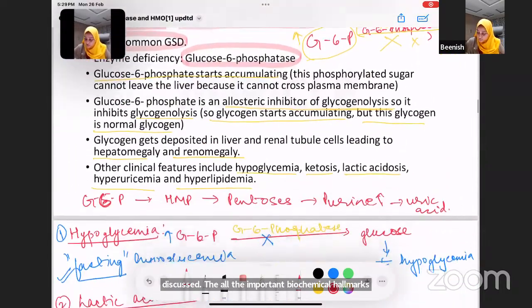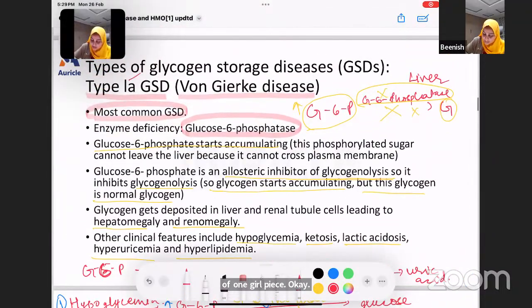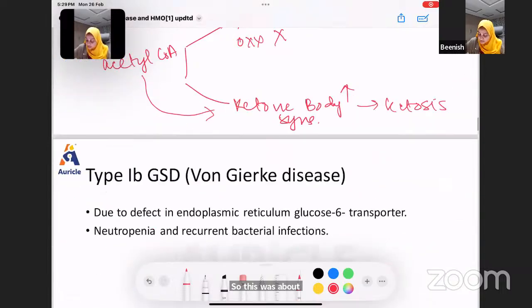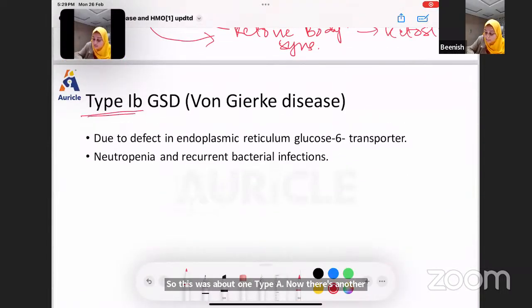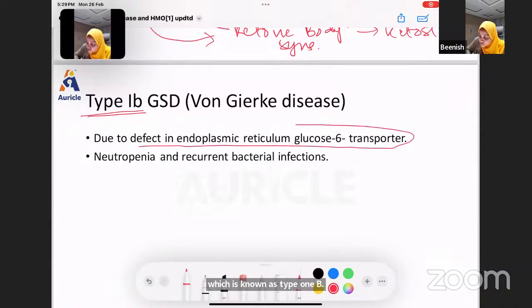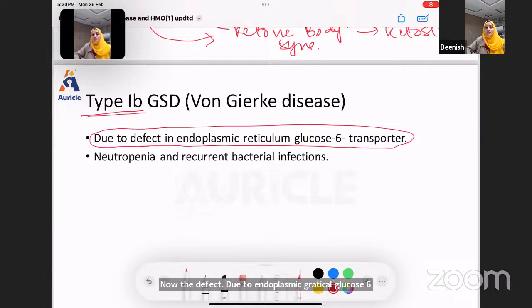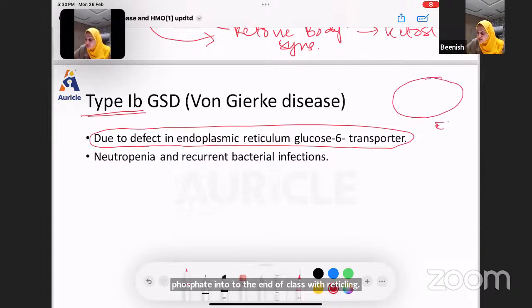So this was about von Gierke type A. Now there's another type, which is known as type 1B. Here the defect is due to the endoplasmic reticulum glucose 6 phosphate transporter. In type 1A, glucose 6 phosphatase, the enzyme itself, was deficient. Here, it is the transporter, which takes glucose 6 phosphate into the endoplasmic reticulum. We have already studied that glucose 6 phosphate is transported into the endoplasmic reticulum, the reaction takes place there, and then the glucose comes out.